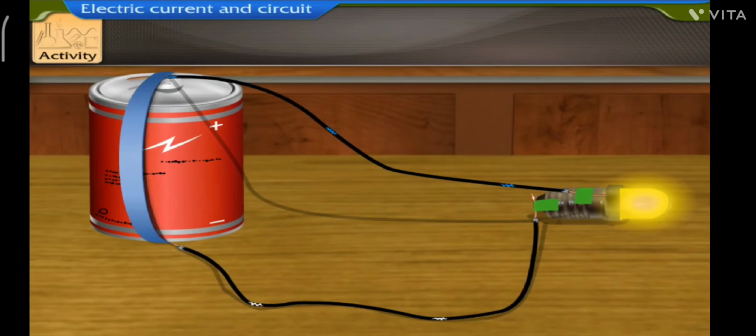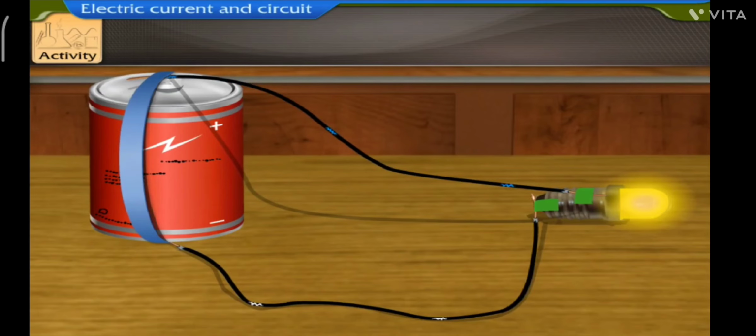Take out any one end of a wire connected to the cell. Observe the bulb. The bulb does not glow since one end of the wire is disconnected from the cell. This shows that the wires should be connected between the cell and the bulb to make the bulb glow. Hence, a closed path is required for the current to flow in the wires and the bulb. The closed path through which electric current flows is called a circuit.